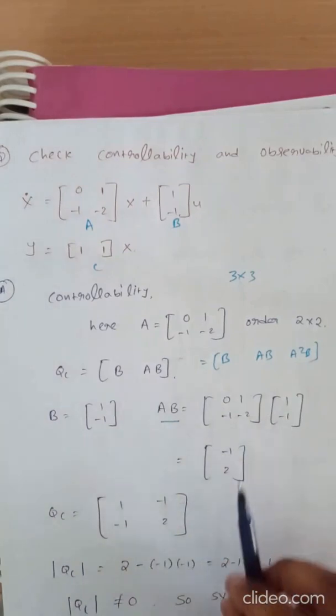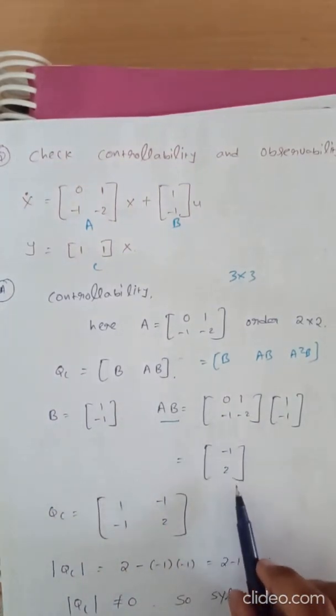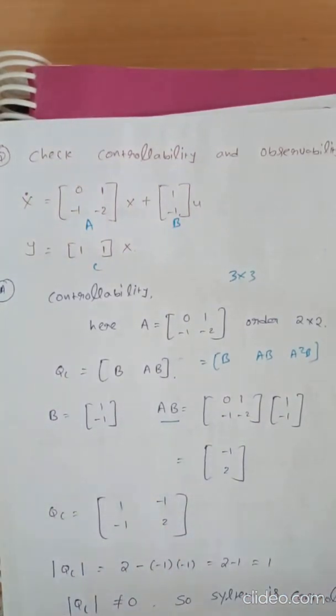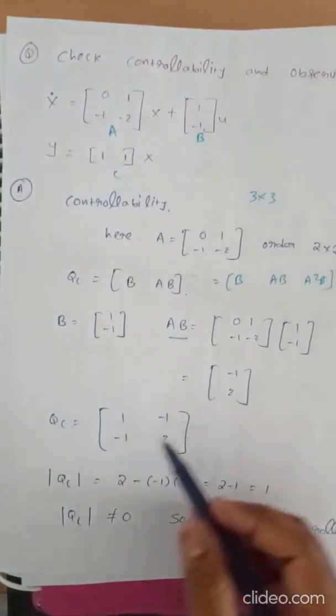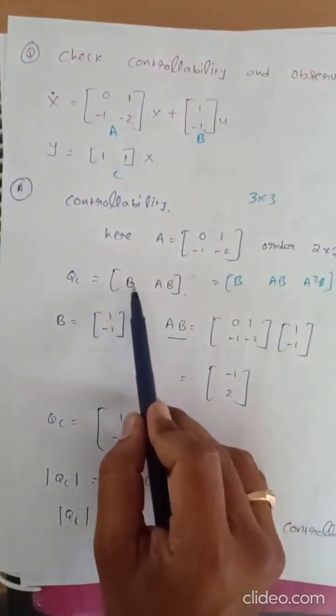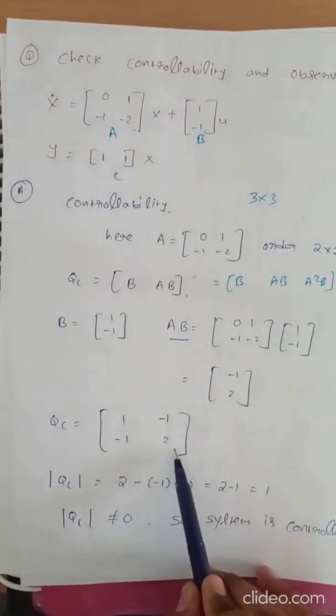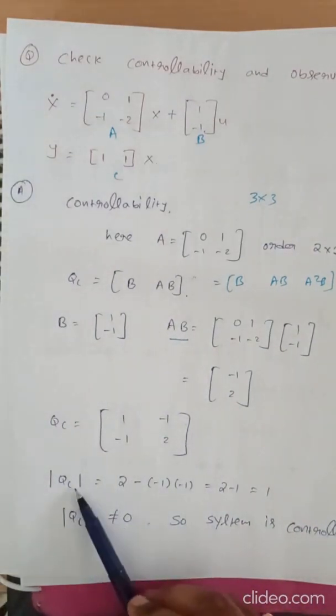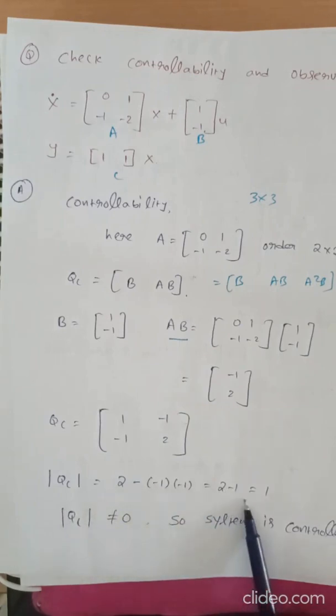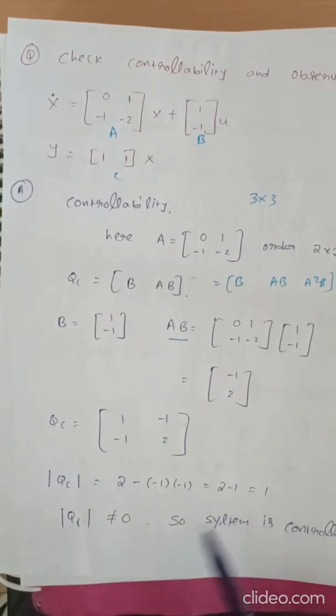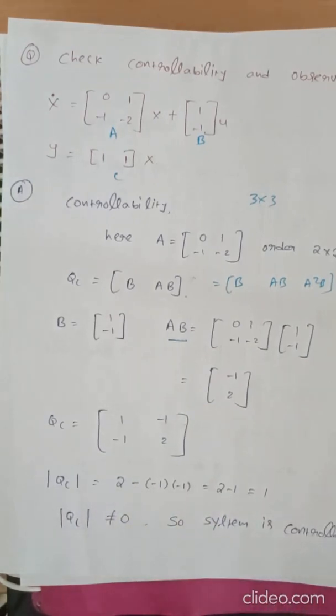When you multiply AB, your AB value equals -1 and 2, right? So just substitute these two values in QC, the controllability matrix: 1, -1, -1, 2. Now the det of QC equals 2 minus 1, that equals 1. So not equal to 0, so the system is controllable.